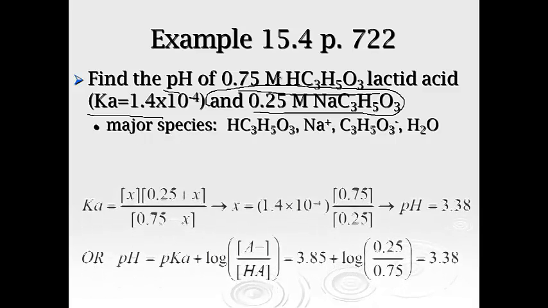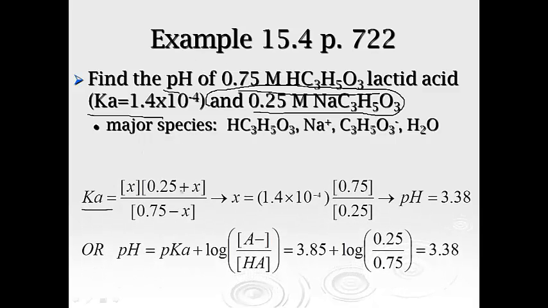And I've solved it two ways. The first one is the regular old Ka expression. If we had an ice table, right, we can get rid of the x's, the 5% rule checks out. We get a pH of 3.38. Now this would be a perfect situation for us to use Henderson-Hasselbalch. We can find the pKa value, okay, and then just plug the concentrations of our base and our acid right in, and we get the same answer. So it doesn't matter which one you use, because you're going to get the same answer for both of them, regardless of the method that you take.